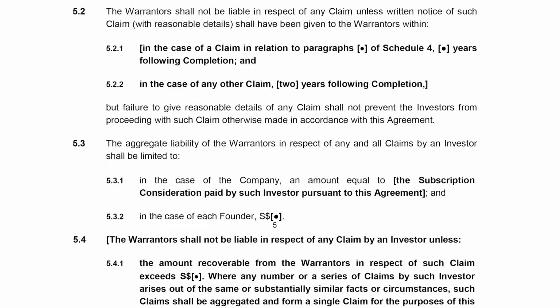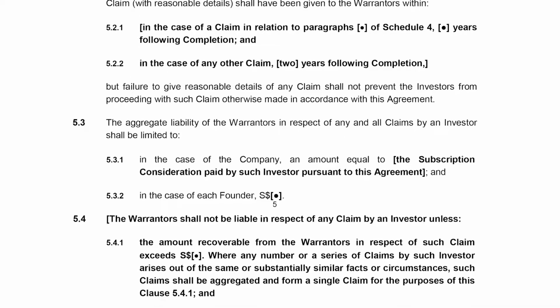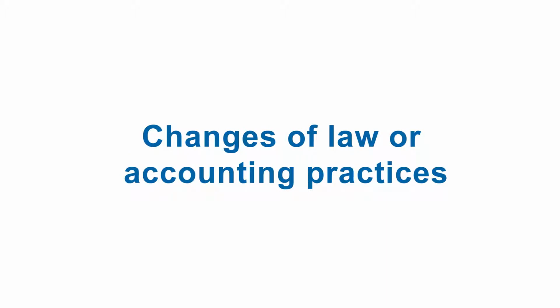The key or common ones used are A. Time limitations, B. A cap on liability, C. De minimis provision, D. Changes of law or accounting practices. These limitation of liability provisions are commercial points which require negotiation and discussion as between principals.